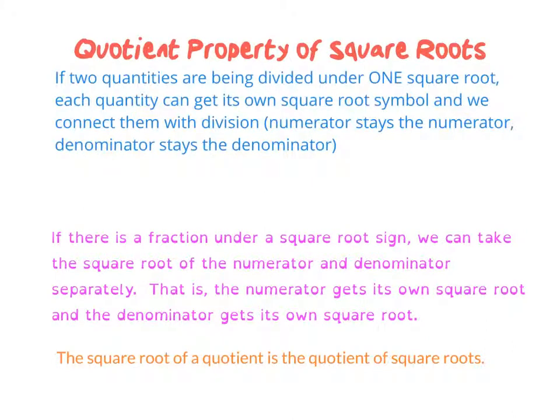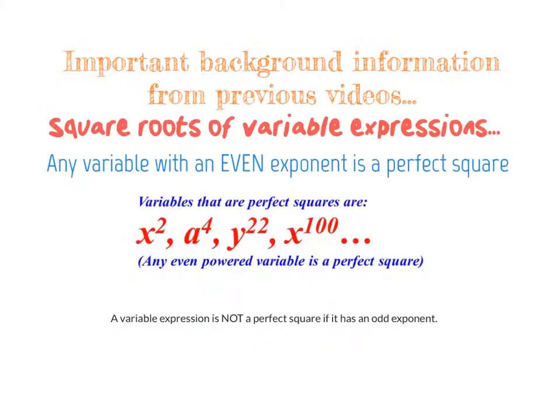Today we're going to review the quotient property of square roots, and what it tells us if two quantities are being divided under one square root. So let's say 9 and 25 are being divided under one square root, we could simply break them up and take the square root of the numerator and the square root of the denominator individually and make sure that we still have division in between them. So this is the general form of the quotient property. Make sure you know it well.